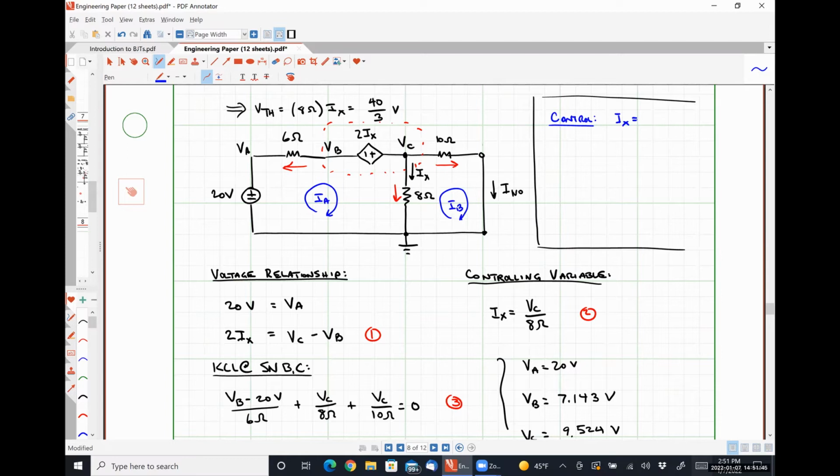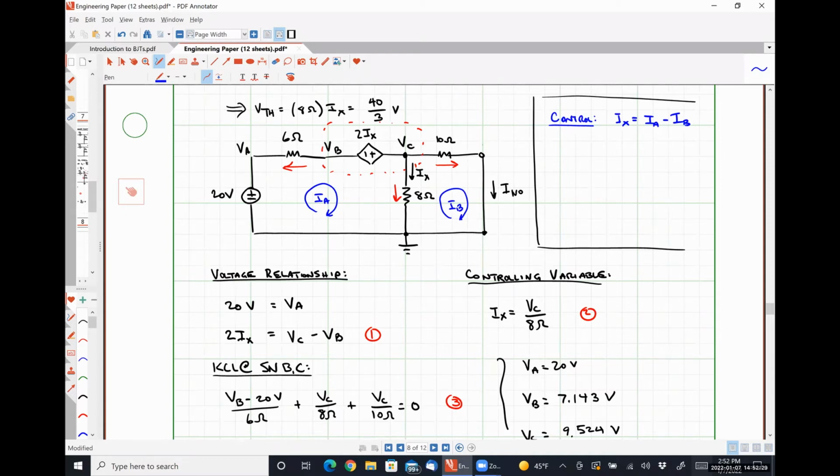Bradley, what do you think our controlling variable equation for IX should be? So it should just be IA minus IB. Let me explain why. IX is obviously a current. IA minus IB is obviously a current. If I multiplied IA minus IB times 8 ohms, what I would be getting is the voltage drop over the 8 ohm resistor, which isn't exactly what we're looking for. We were looking for the current. All right, so that's one equation taken care of.